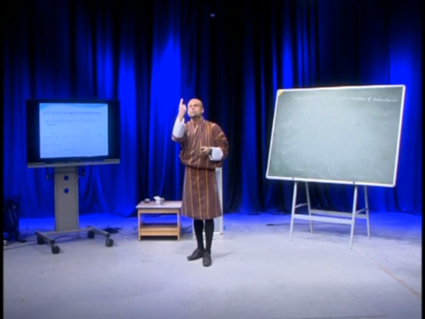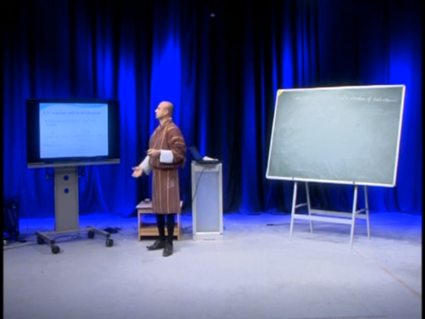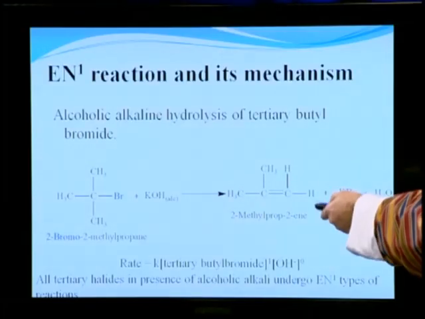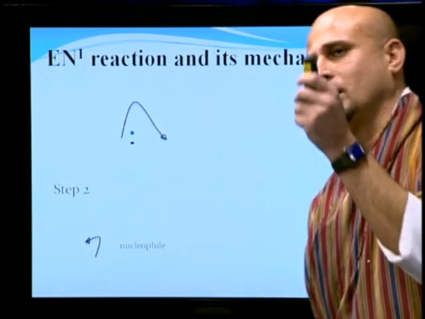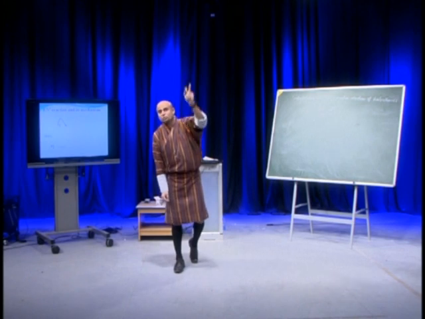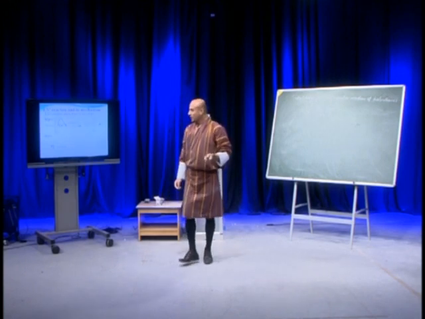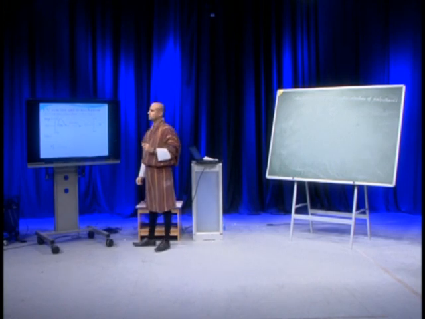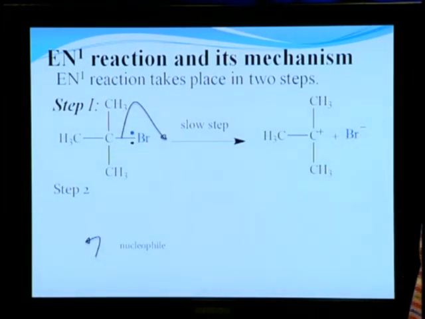Therefore, it is known as unimolecular because the rate of reaction depends on the concentration of only one reactant, that is substrate. It does not depend on the concentration of the incoming nucleophile. And all tertiary halides in the presence of alkali undergo E1 types of reactions. Again, like SN1 reaction, E1 reaction also involves 2 steps. So in step 1, again, there will be breaking of carbon-halogen bond heterolytically. Heterolytically because as this bond breaks, both the shared pair of electrons will go along with bromine as bromide ion, resulting in the formation of carbocation.